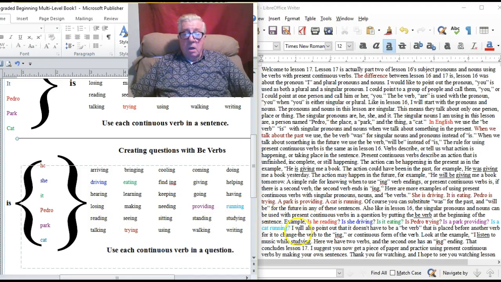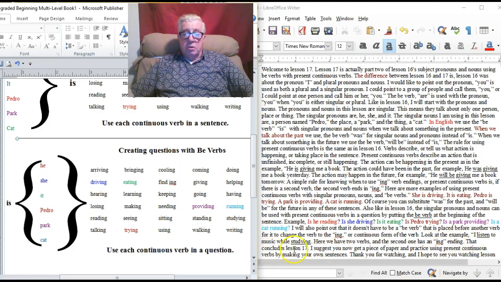Okay, so I will also point out it doesn't have to be a be verb that is placed before another verb for it to change the verb to the ing or continuous form of the verb. Look at the example, I listen to music while studying. Okay, here we have two verbs, and the second one has an ing ending.